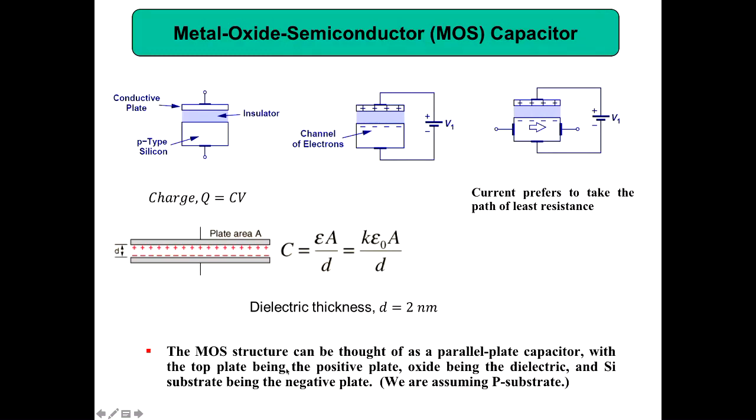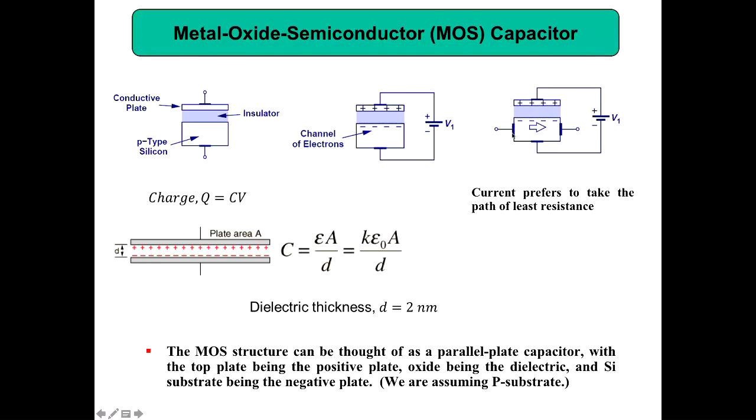The MOS structure can be thought of as a parallel plate capacitor, with the top plate being the positive plate. So this is a positive plate, oxide being the dielectric. So this is the oxide layer. So you got an insulating layer, that is an oxide layer, that is a dielectric, and silicon substrate being the negative plate. We are assuming P substrate. So that is the reason here we got negative charges.